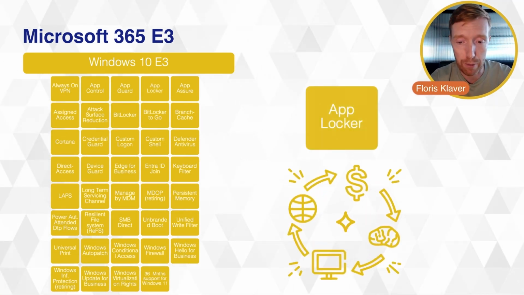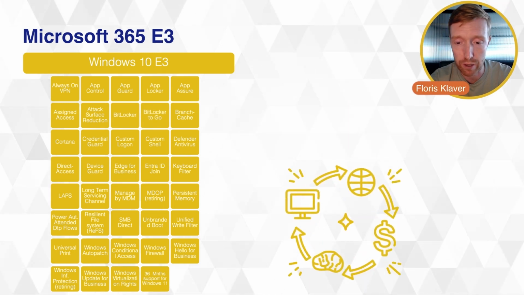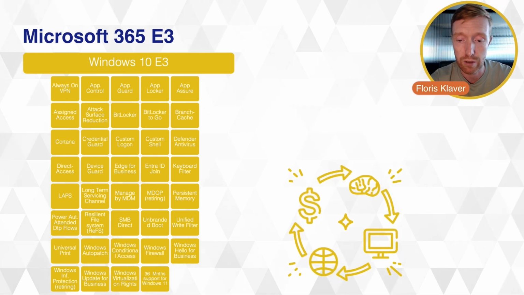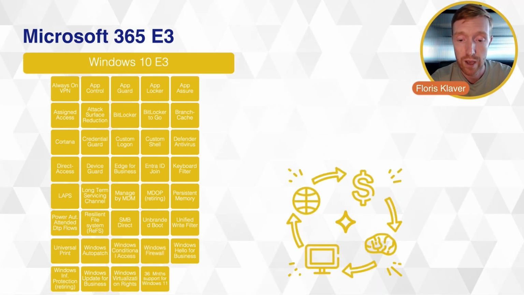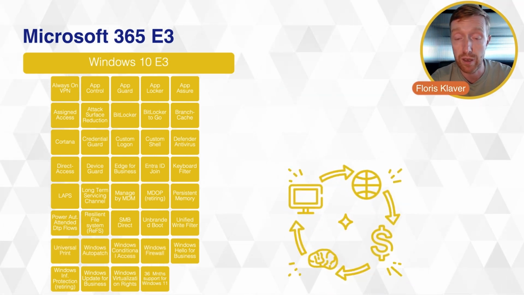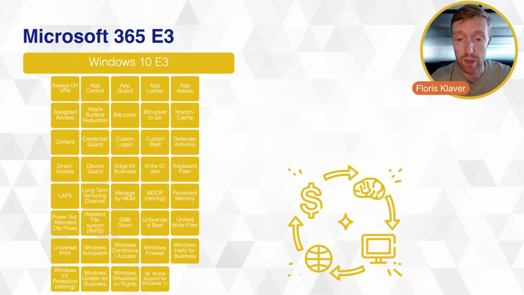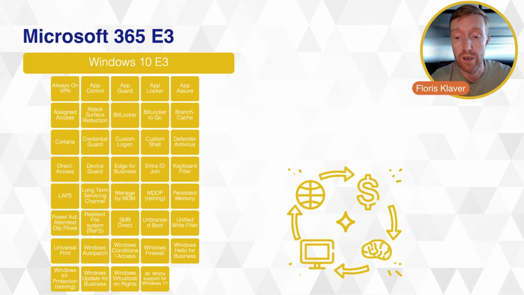You get things like AppLocker, things like BitLocker To Go, to make sure your device is secured. You have Windows conditional access and a Windows firewall, auto patching, Universal Print if you're printing over a network, for instance. All that is included within Windows 10 or Windows 11 E3.